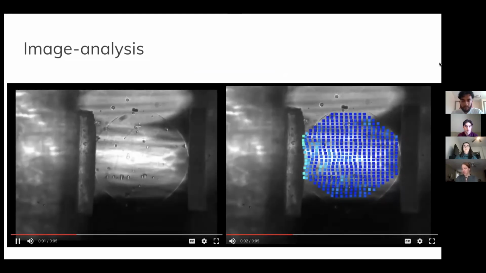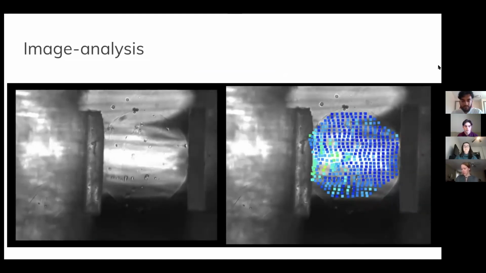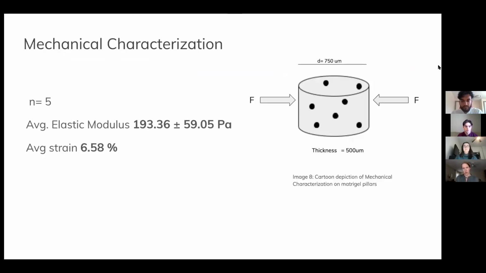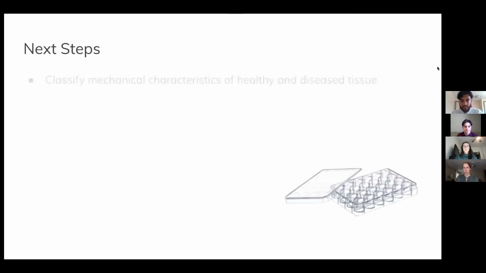Here's a video depiction of the Matrigel characterization. On the left is the squeezing, and on the right is the stress and strain mapping depicted. Here's the mechanical characterization of these Matrigel pillars. We see that we have an elastic modulus of roughly 193 pascals with a standard deviation of 59 pascals. The average strain was 6.5%, and as shown by this diagram, we can see that they were pinched from the sides.